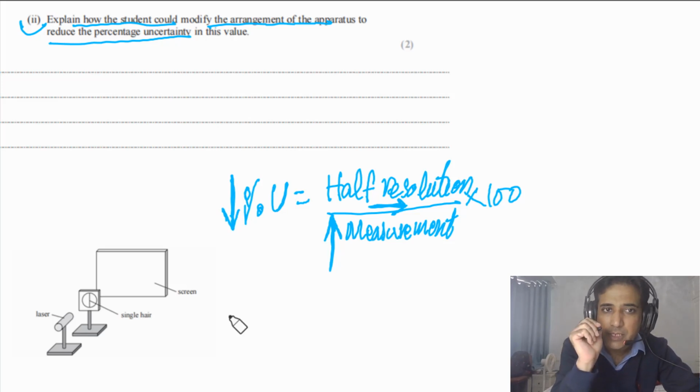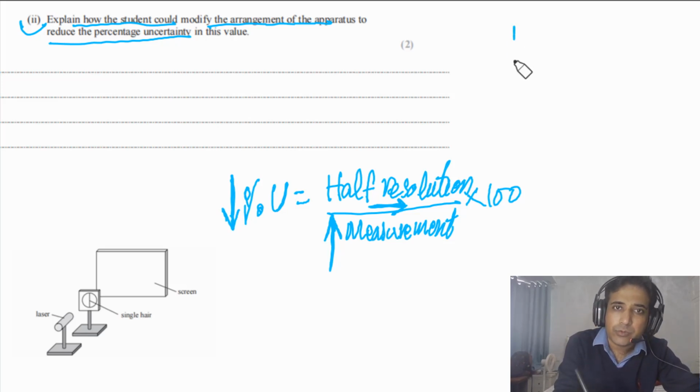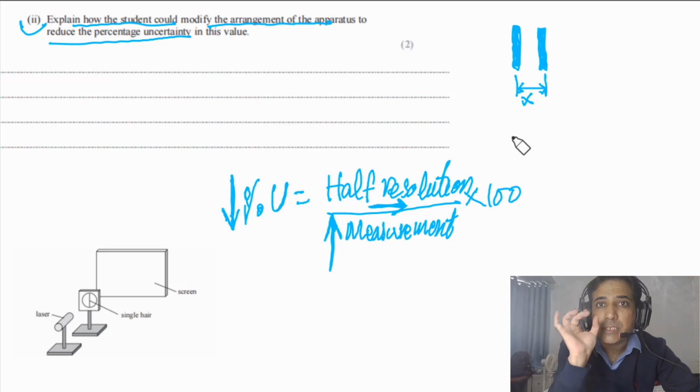So now the question is how we can increase the measurement in this case. We have already discussed. Imagine that this is representing one dark fringe. Simply we can say this is representing one minima and this is representing another minima. The distance between these two, the separation between them, is equal to x. So if we increase x, we can minimize percentage uncertainty.